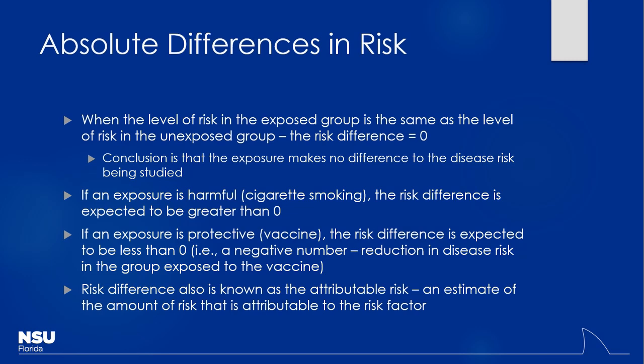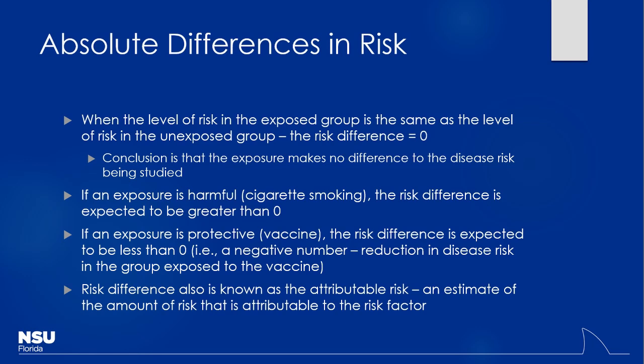So if we did see a risk difference of 0, you'd expect there to be no difference between the risks. However, for instance, if you're looking at lung cancer deaths from smoking, you'd expect that risk to be probably higher in the smokers, right? So again, you'd expect it to be greater than 1 in those cases.